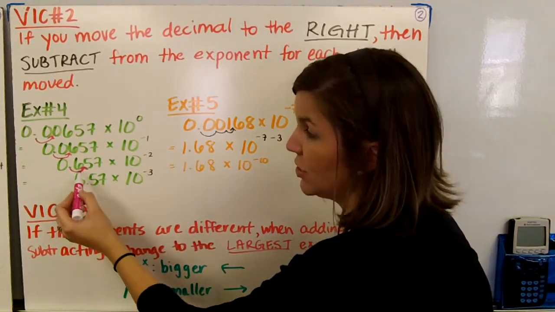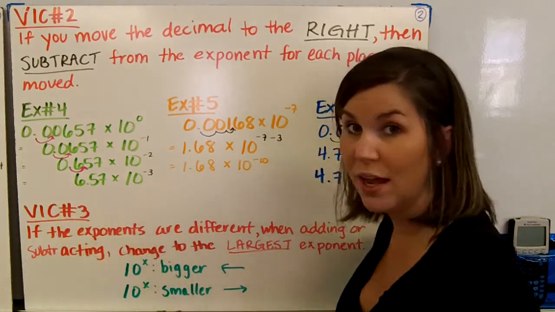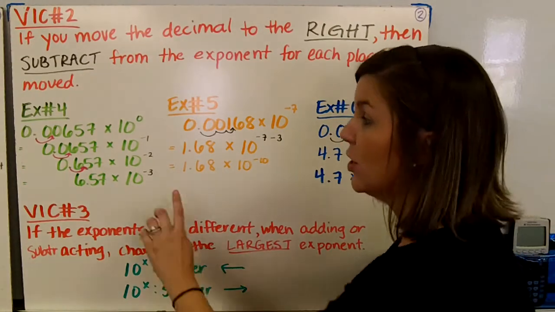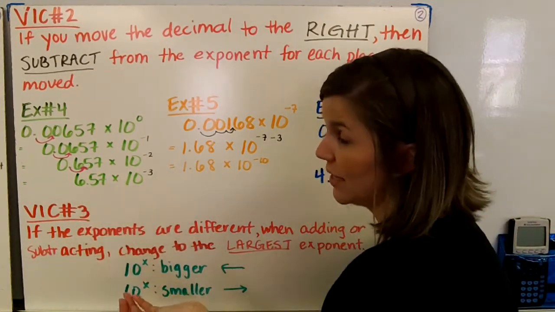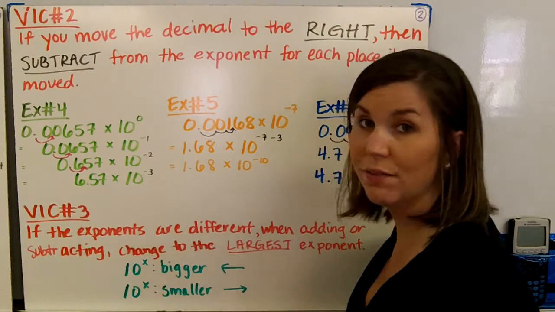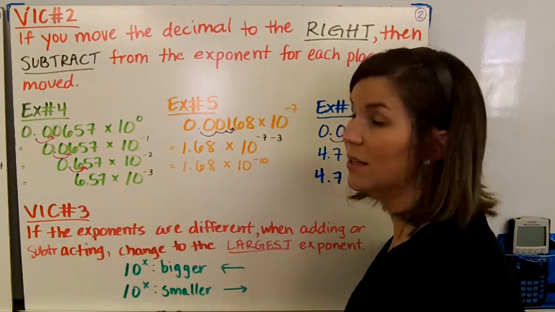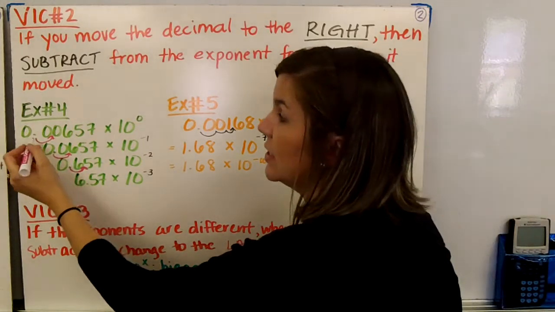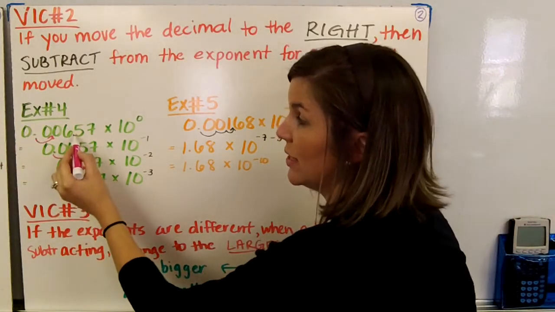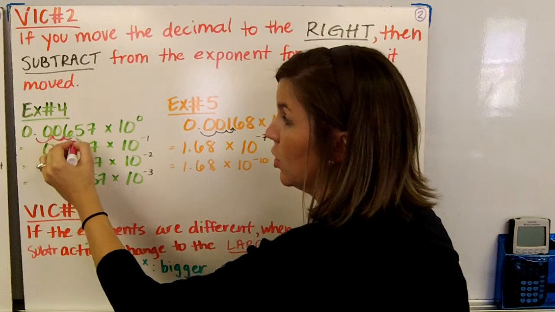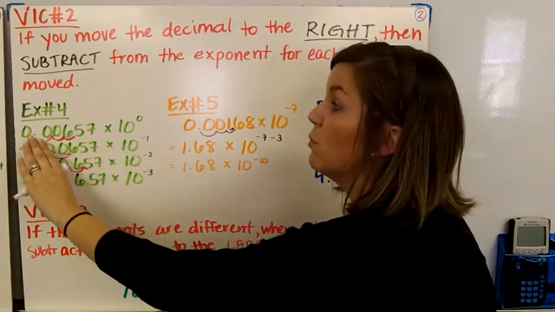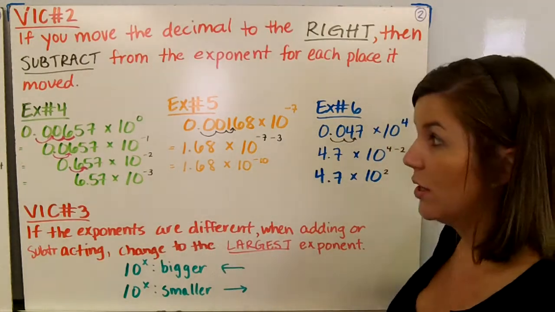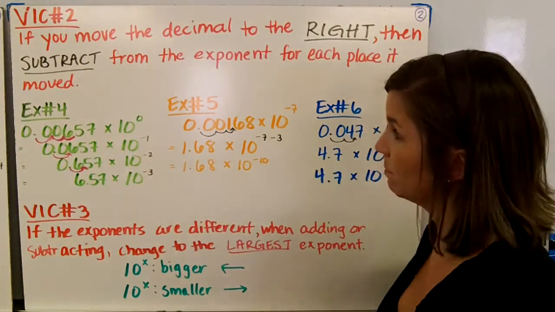Subtract 1 from the exponent. So now it's between the 6 and the 5. Only 1 digit is in front of the decimal place. So our value in scientific notation is 6.57 times 10 to the -3rd power. If you look at our original, to get this decimal between the 6 and the 5, we have to move it 3 places. Since we moved it to the right, our exponent is going to be -3. This number is smaller than 1.